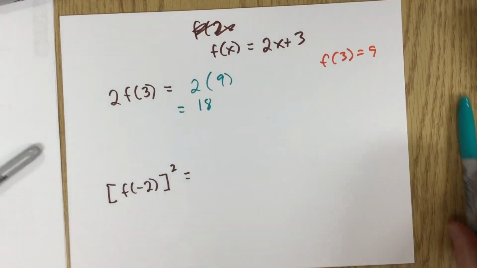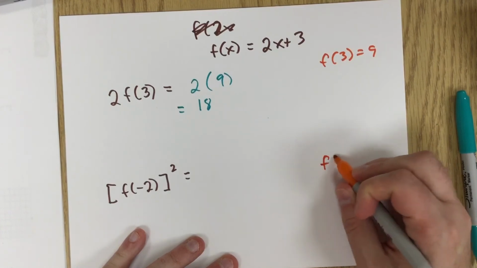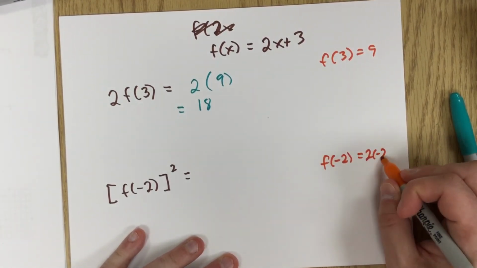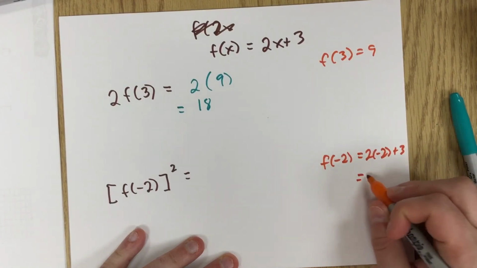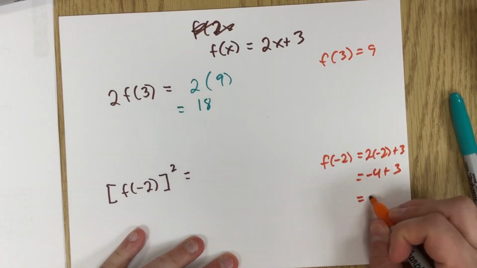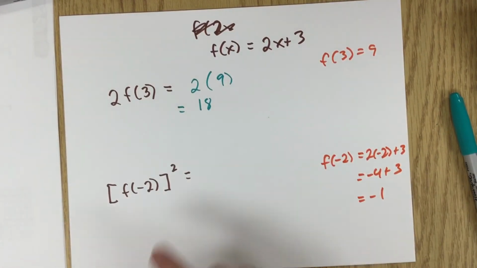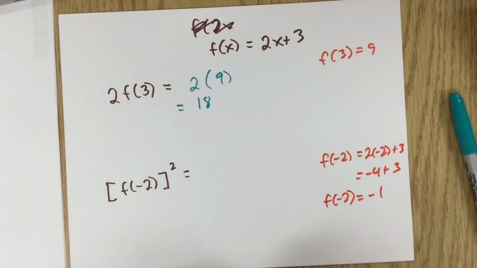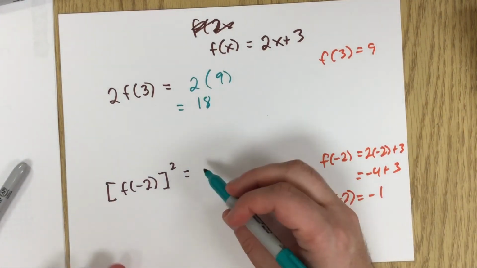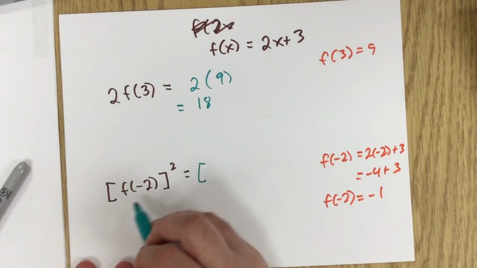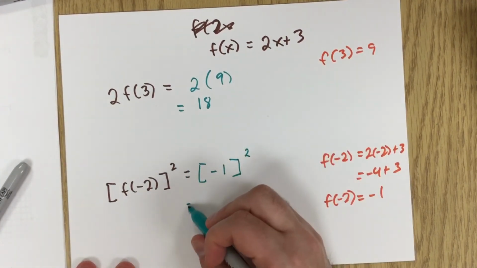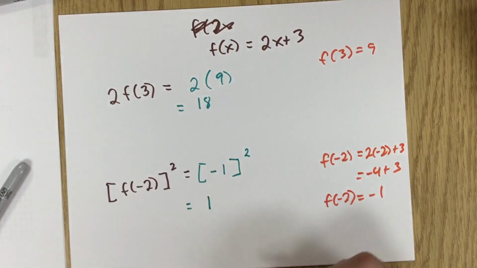F of minus 2 squared, let's figure out what f of minus 2 is. I think we already did that one, but f of minus 2 is 2 times minus 2 plus 3, which is minus 4 plus 3, which is negative 1. So f of negative 2 is negative 1. So this then becomes negative 1 squared, and minus 1 squared is minus 1 times minus 1, which is just 1.